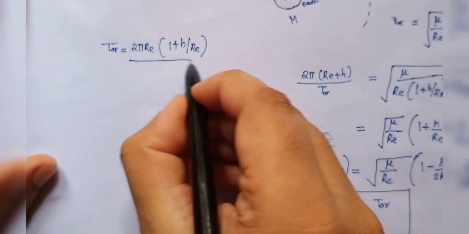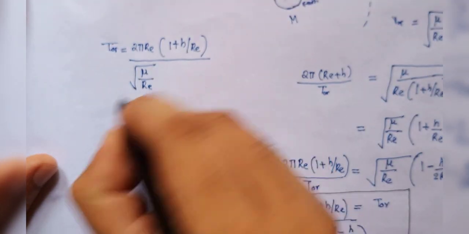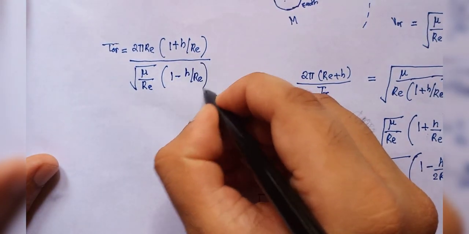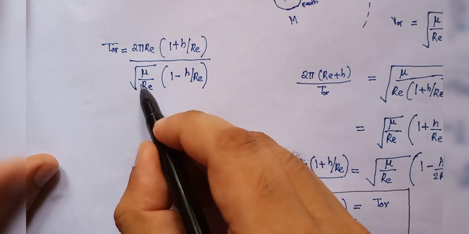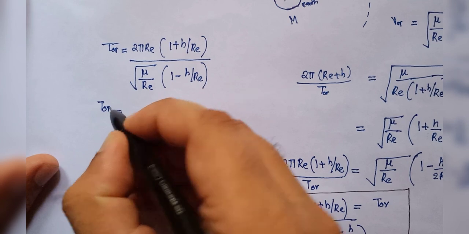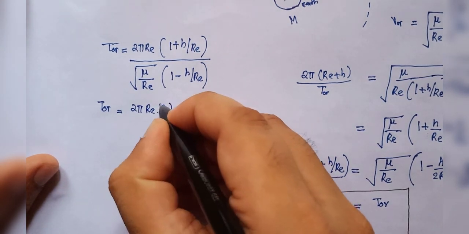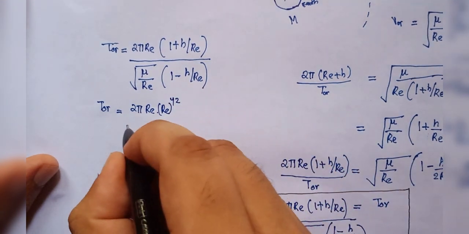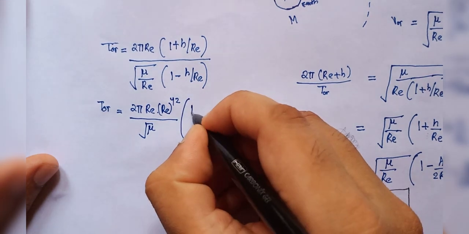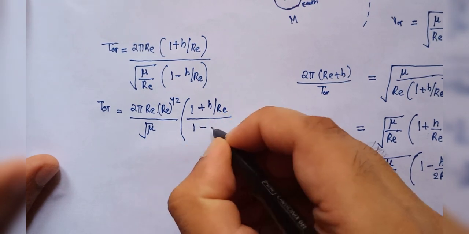Okay, so divided by under root of mu divided by RE into 1 minus h by RE. Now we take this root RE to the upside, so you get T orbital is equal to 2 pi RE into RE to the power half, divided by root of mu, and now we have 1 plus h by RE divided by 1 minus h by RE.